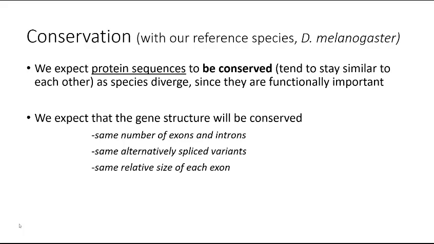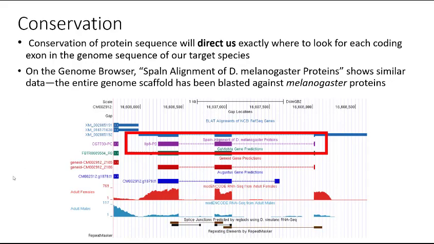Finally, I'll just mention there's an additional type of conservation that we will not be exploring in this video. This is conservation of the chromosome neighborhood. And so the same gene in a related species, we expect that the genes around that particular gene will also be the same, and their orientation will also be conserved.